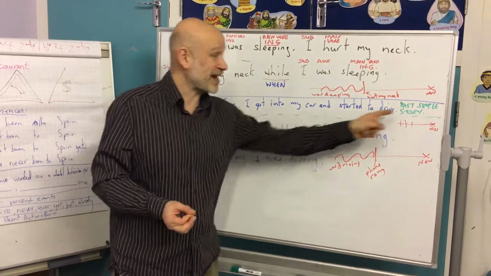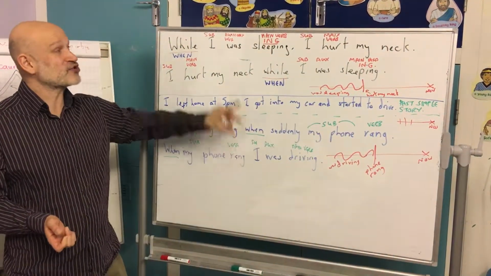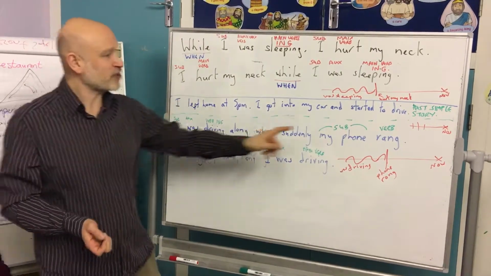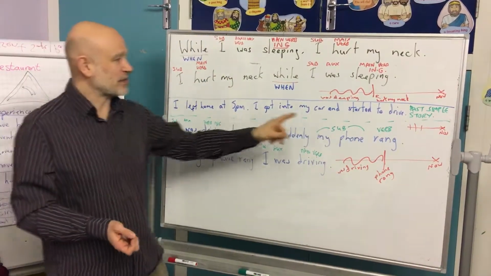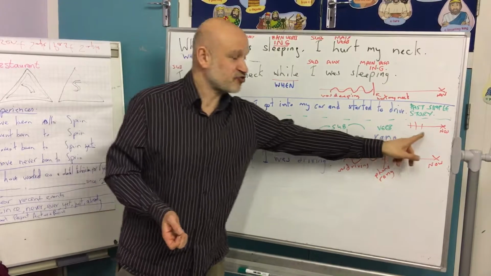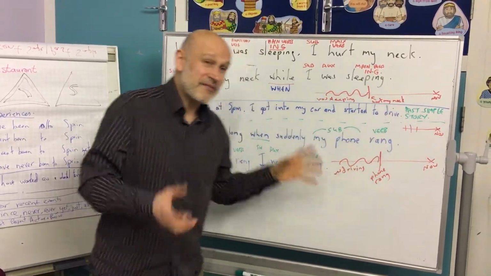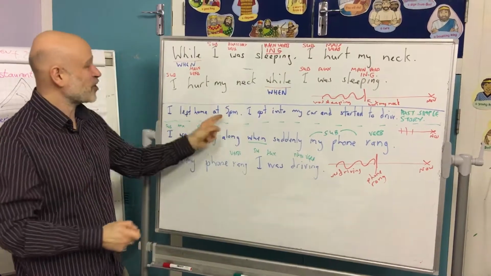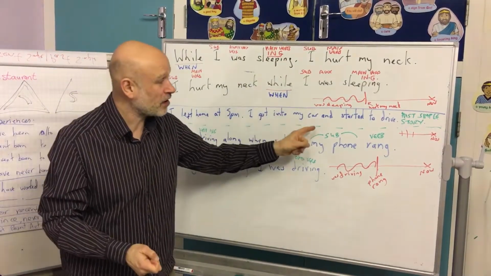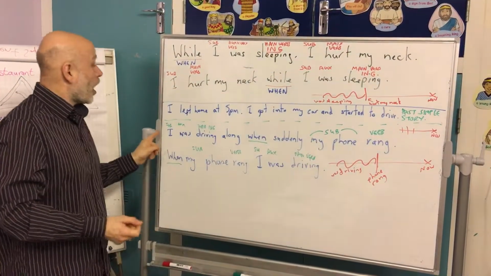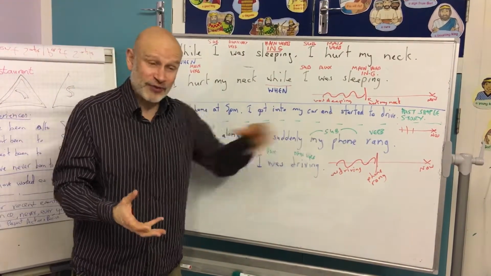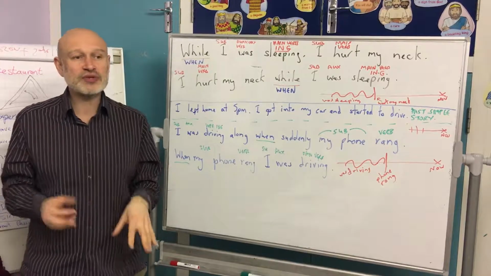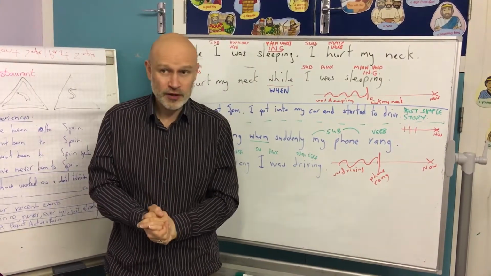Or of course, if we're just telling a story with no interesting bits like this, we just tell it all in the past simple. I left home at 5 o'clock, I got into my car, and I started to drive. We can just tell stories like this, but then it's really nice to add a bit of this in. I left home at 5 o'clock, I got into my car, and I started to drive. I was driving along when suddenly my phone rang. We've added a bit more interest into our story, and that's what you need to do for homework.